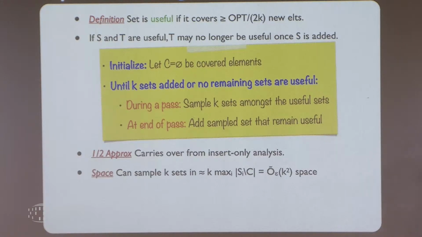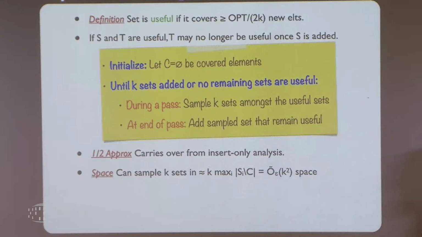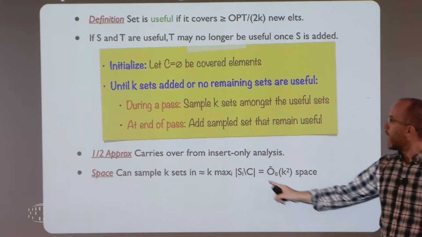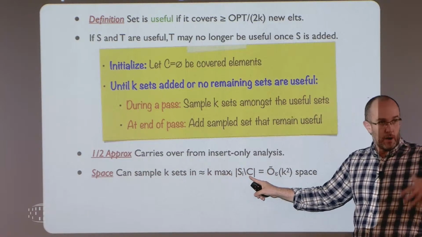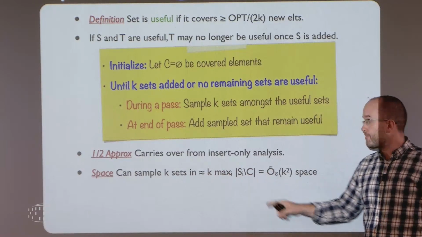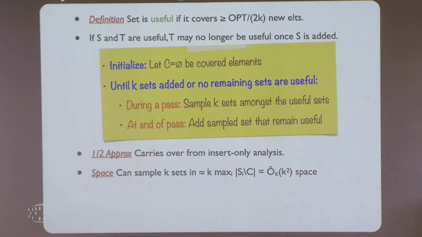The space used by this algorithm is basically the space used to sample K sets. So we're going to have to run K L0 samplers. This is where this K comes from. And the size of each sampler is going to be proportional to the number of elements in that set you're picking. Now, if you've already covered C elements at some point in the past, you need to keep track of these new elements. But you have this quantity, the max over all the sets in the stream of the elements that are not covered. Fortunately, this could be K, and this gives you order K squared. That's a place to start.